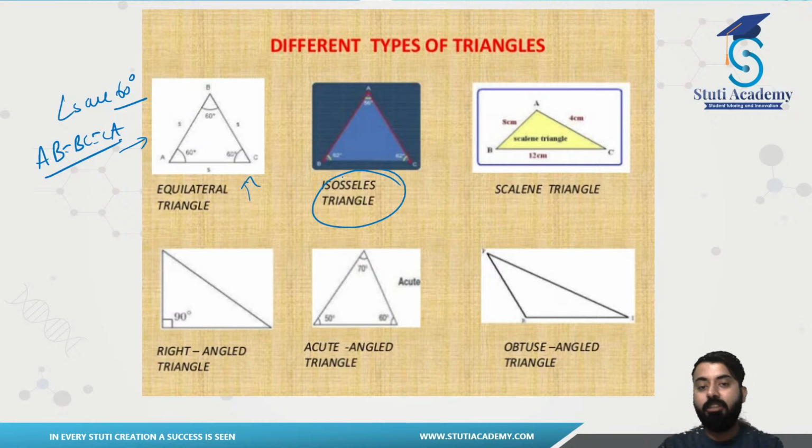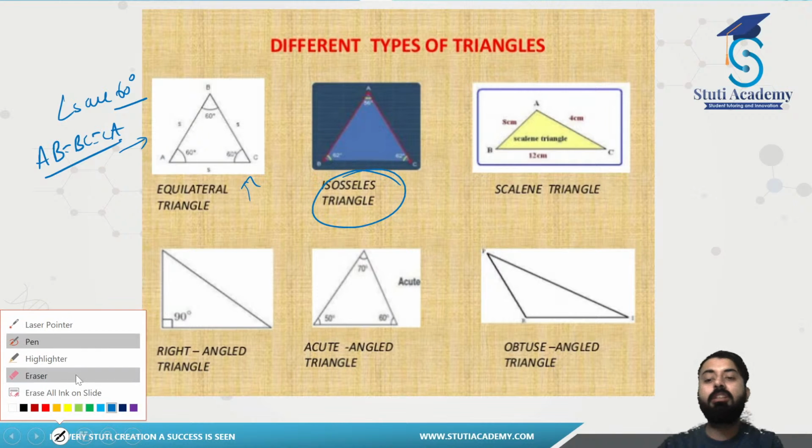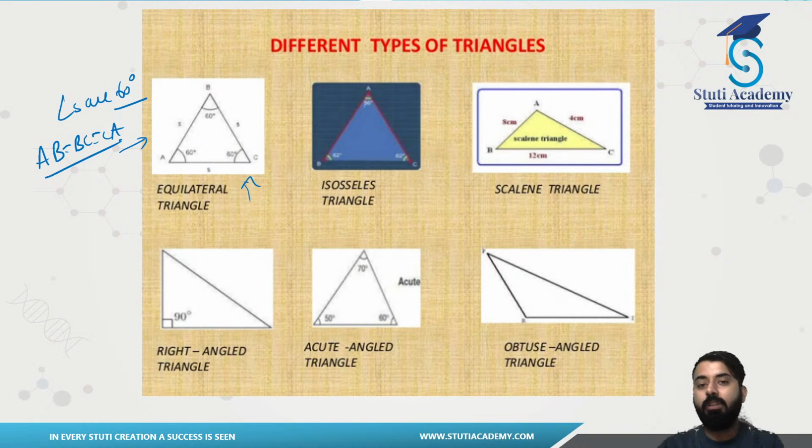Now you have the isosceles triangle. Isosceles triangles are those triangles in which you have a pair of adjacent sides equal. That means if AB and AC are equal, then this kind of figure is an isosceles triangle.